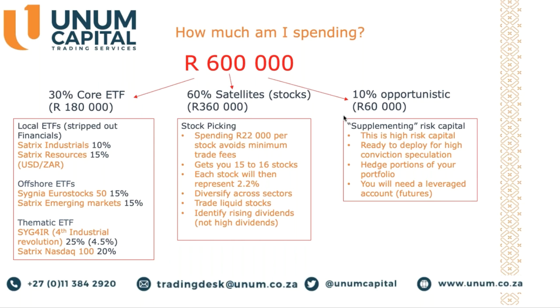But anyway, at 22 grand a stock, each stock only represents 2.2% risk on that whole portfolio. So even if you get a Tongaat or a Steinhoff, it's 2.2% gone. That's fine. You can make that back. Okay? But you have to diversify across sectors when you're stock picking.